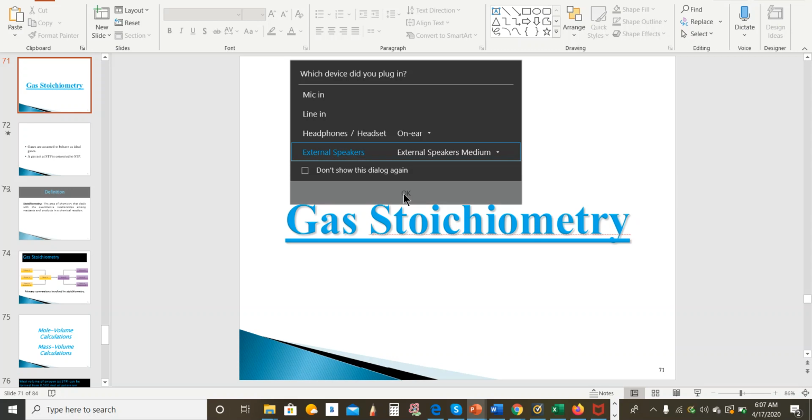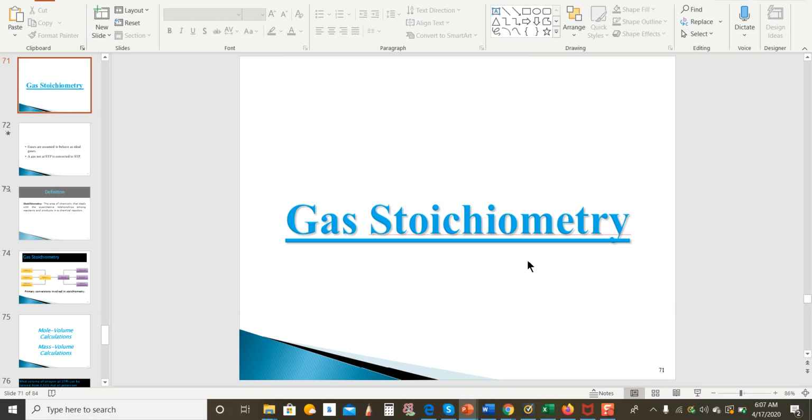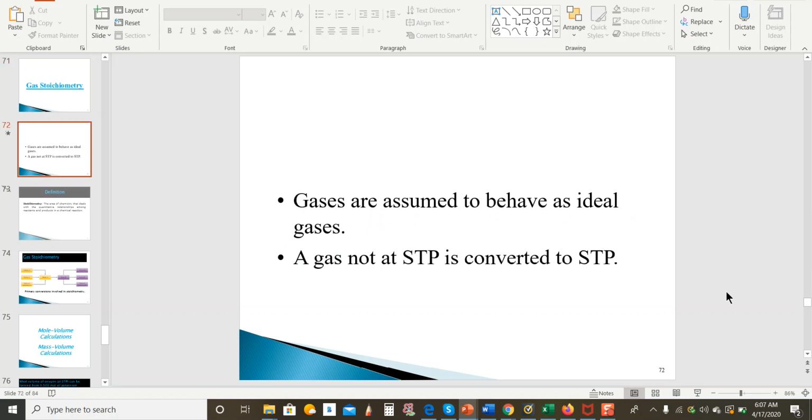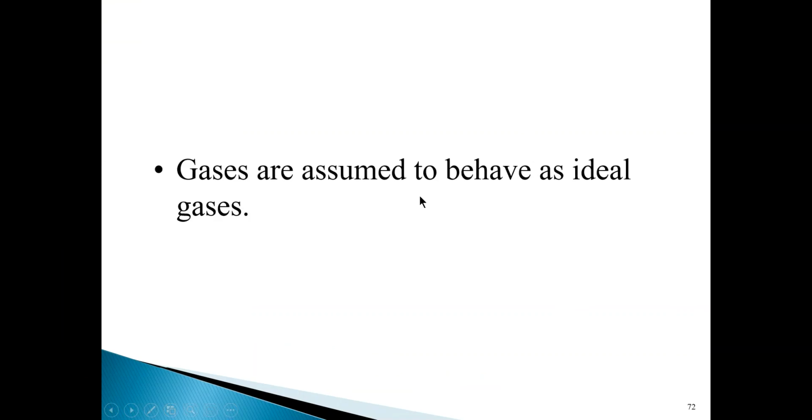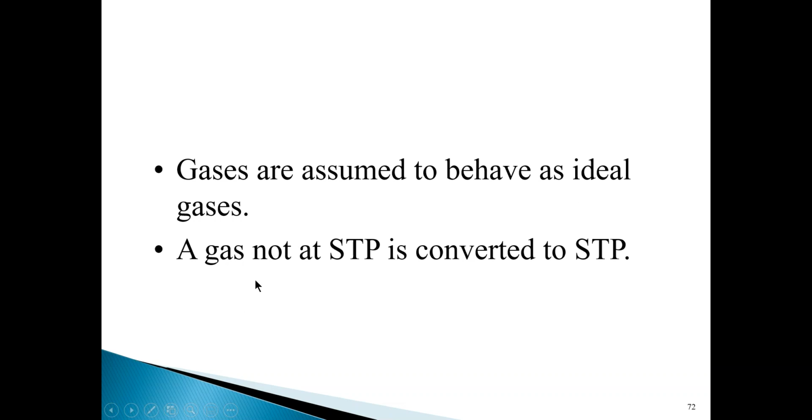Okay, so let's talk about gas stoichiometry. Before we get to stoichiometry, we know about gases already based on what we discussed earlier. We're going to assume that the gases behave as ideal gases. And if the conditions are not at STP, we can also convert whatever those conditions are to STP conditions and do the appropriate calculations when it comes to gases.